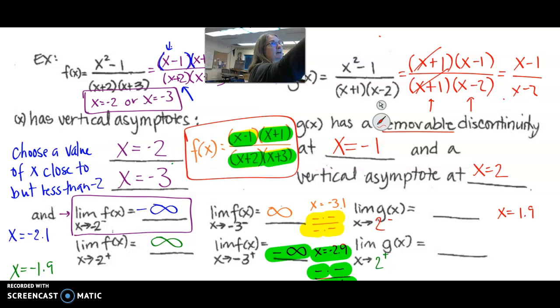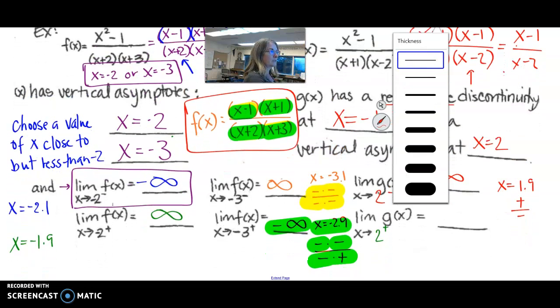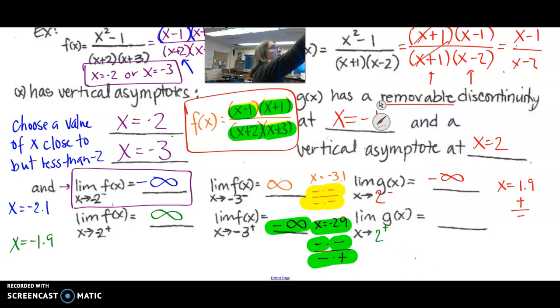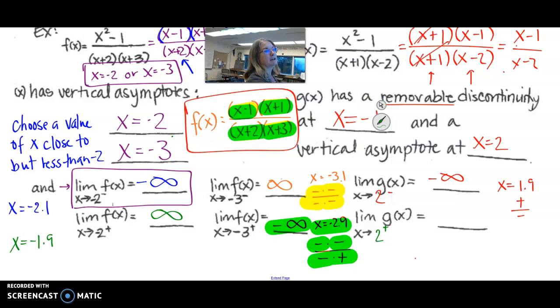So if I put in positive 1.9 for x, 1.9 minus 1 is going to be a positive, and then in the denominator, 1.9 minus 2 is a negative. A positive divided by a negative is negative. You go ahead and do the 2 from the right and see what you get. And you can pause the video to do that and come back. As x approaches 2 from the right, I'm going to use a number like 2.1. Putting that in here, 2.1 minus 1 is a positive, and 2.1 minus 2 is a positive. Positive divided by a positive is going to give us a positive infinity.